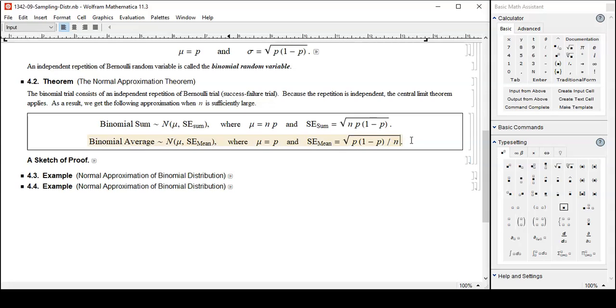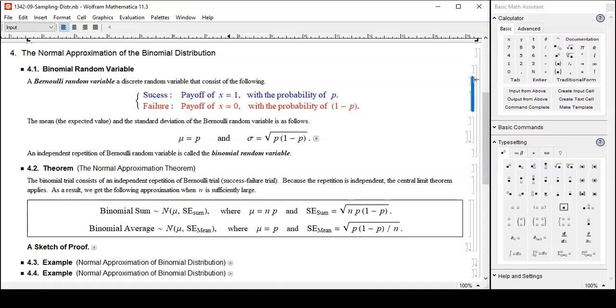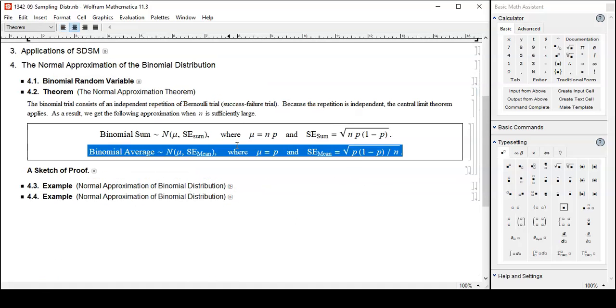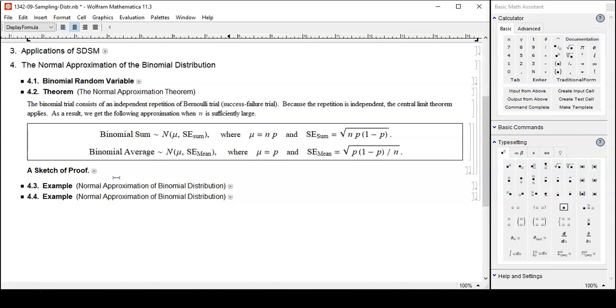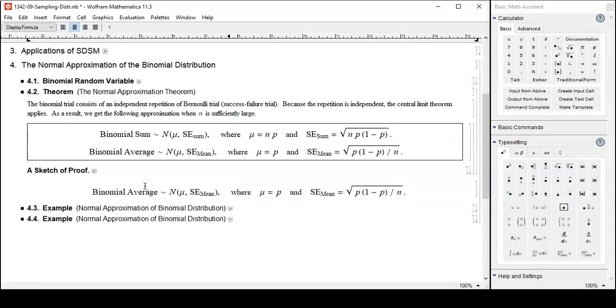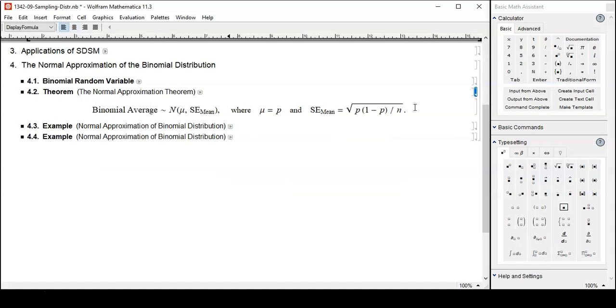So let's discuss this one, and let's do an example problem about binomial average or the sampling distribution of sample means. And we're going to consider the binomial sum or other kinds of things in a separate video. Okay, let's keep this. No, not really. Let's keep only this one. Okay, and then let's close all that, and we're going to use this.